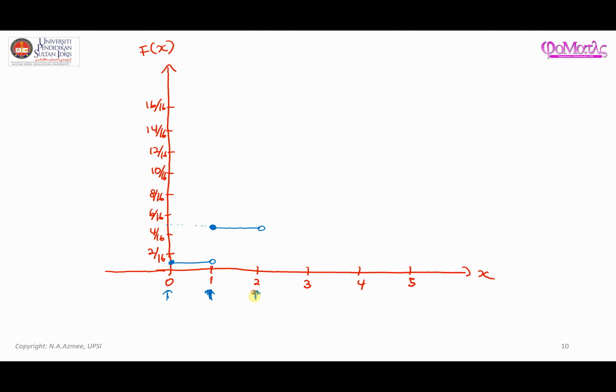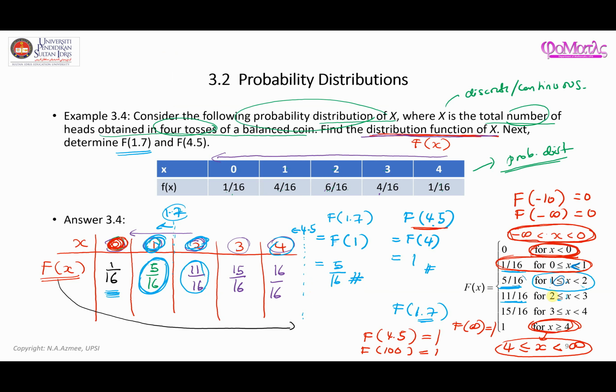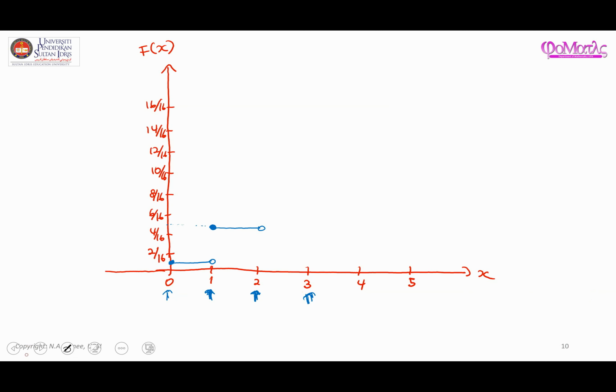Next, between 2 and 3, we have 11 over 16. So 2 is included right here. So this is what we have. Maybe this one, full circle, and then it goes to 3. Sorry, just make sure it's in the right position here. So this is an open circle because 3 is not included.